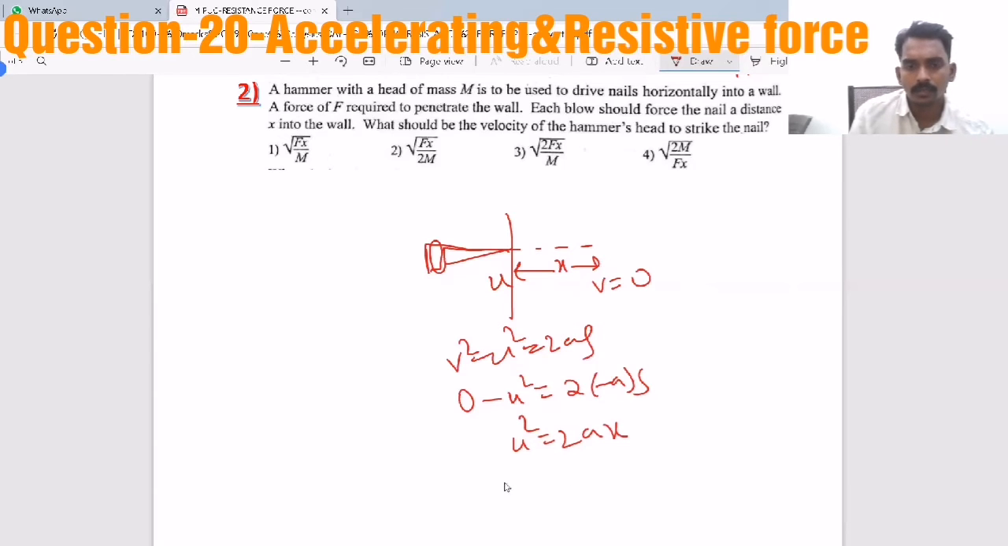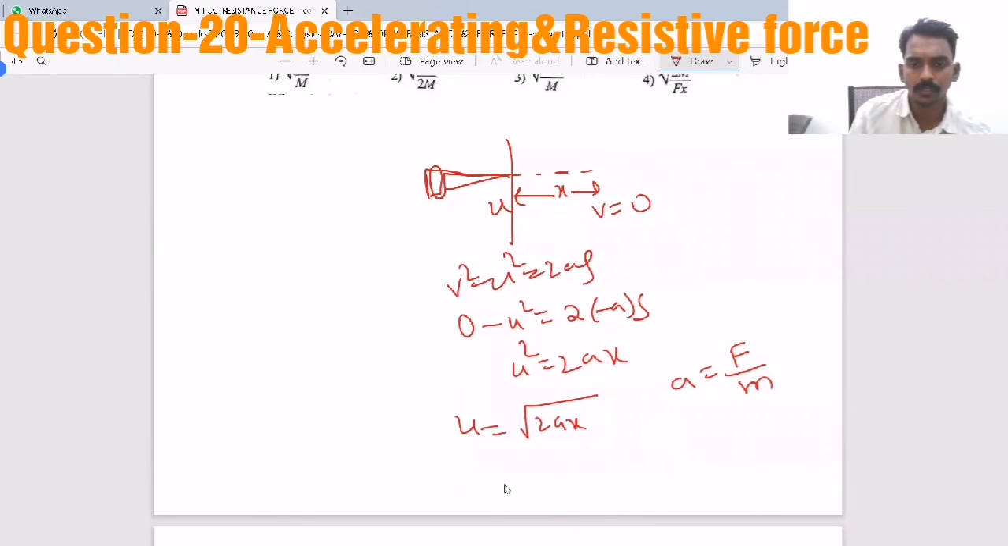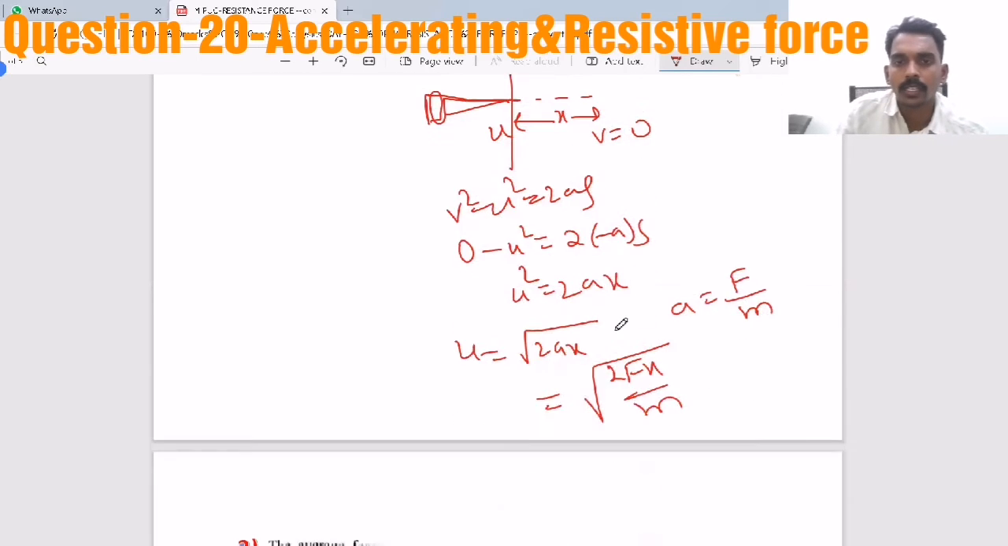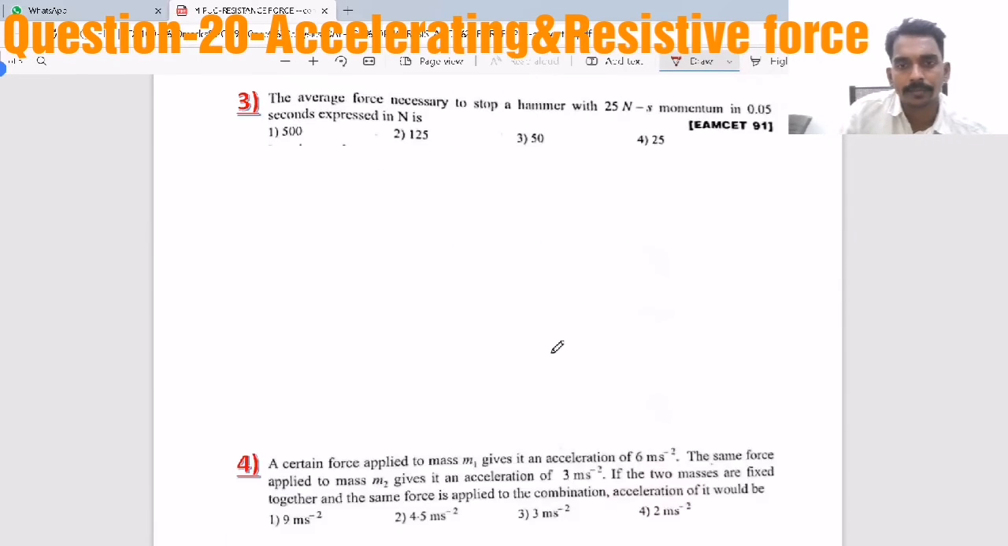Now what are they asking? Velocity. So u equals root 2ax, where acceleration a equals F by m, so that u equals root of 2Fx by m. That is the answer. So this way, here I used the equation of motion and Newton's second law and I combined them. But understanding the question is important, and applying the equations properly, you have to take care.